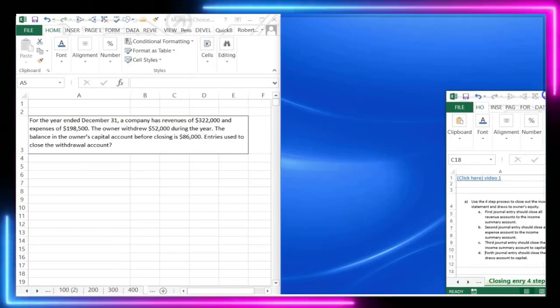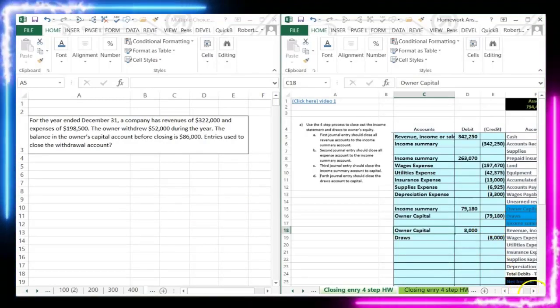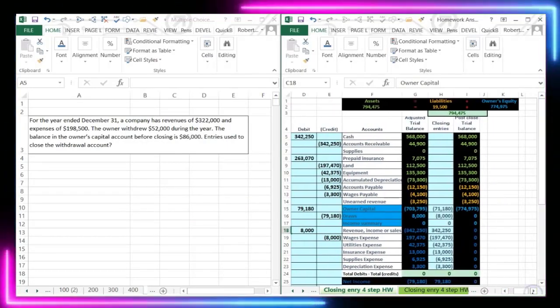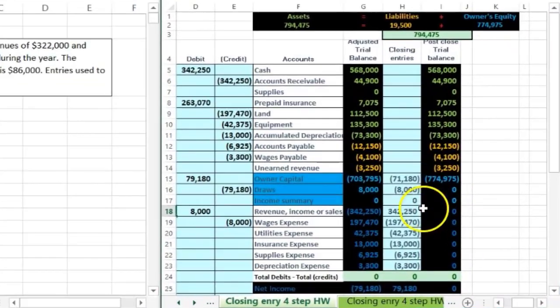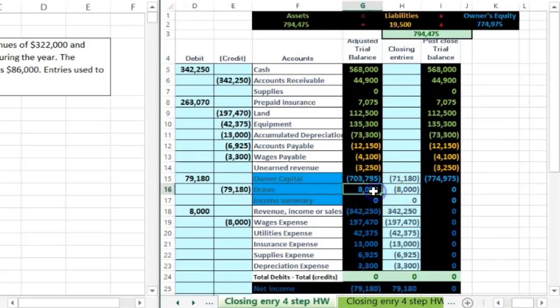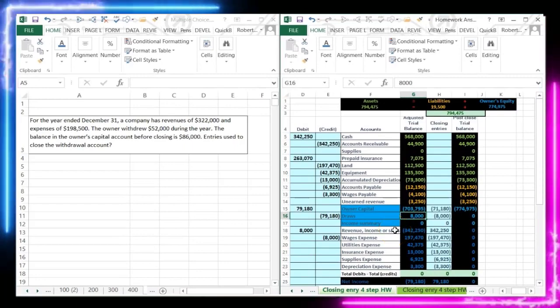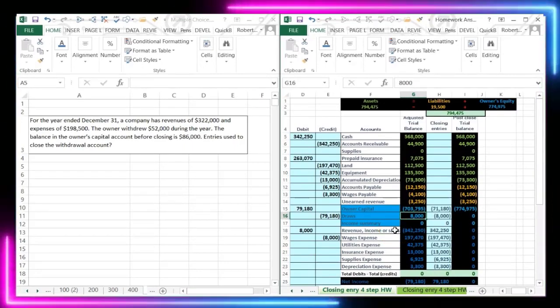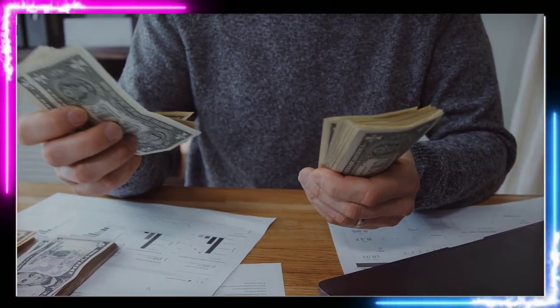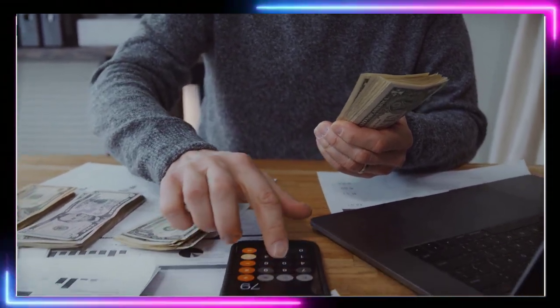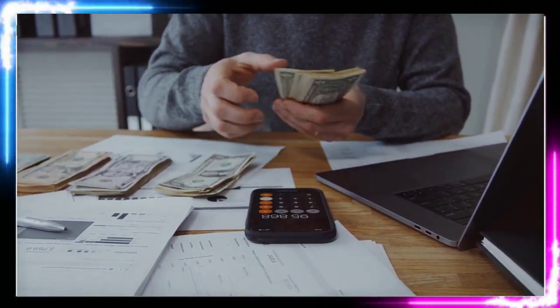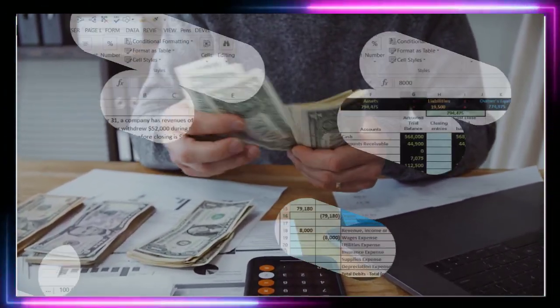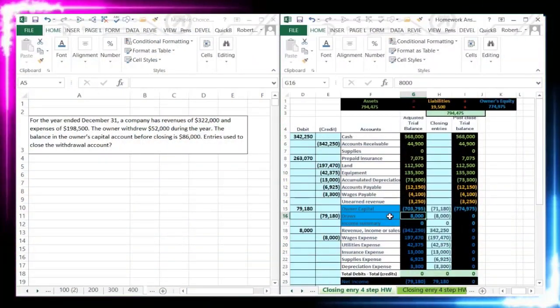And then I'm going to snap this back over on this side. I'm going to pull this over here. We need to get rid of the draws. Now, once again, if we look at this, we can say, draws normally have a debit balance. What are draws? That's what the owner has taken out of the company. And it's a temporary account. All accounts below the capital account are temporary. We need to make that go to zero, and the difference is going to go to the capital account.